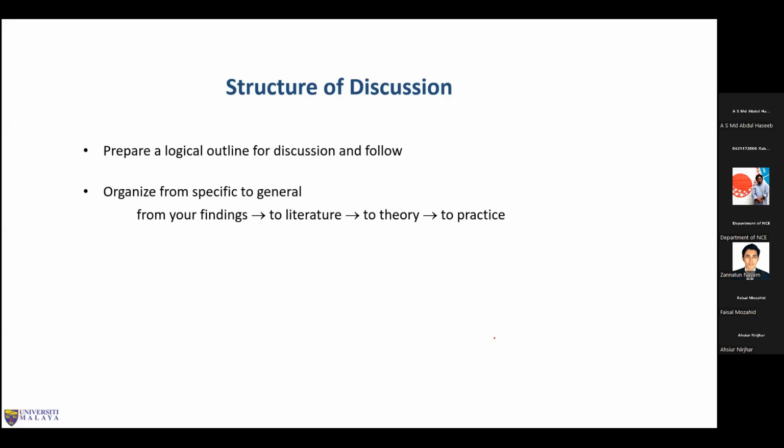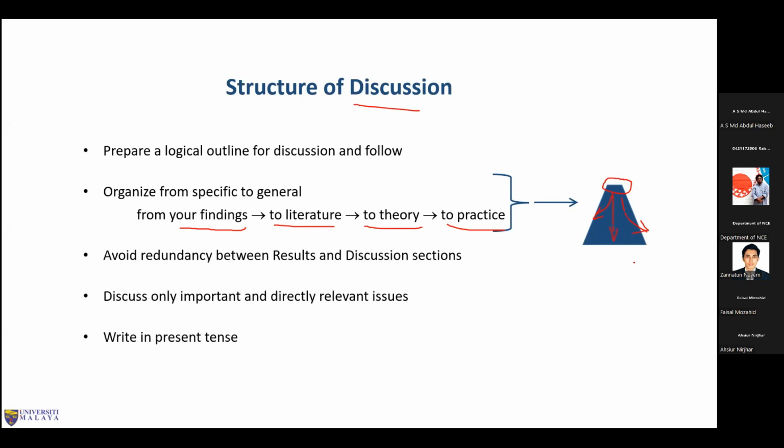So in the discussion section, your structure may look like this. You start from your own findings and then you relate it to the literature, to the theory, to the practice, and then explain them, interpret them, and so on. Structurally, it will look like this. This is your result, which is very specific. Now you want to compare them with the literature. So you want to go more general, compare with the theory, compare with the practice, and so on.